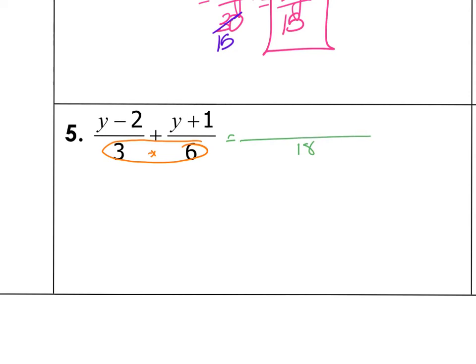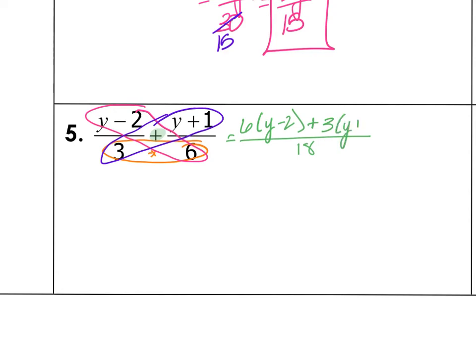Okay? And then I'm going to multiply these together. Always start with the upper left. And so I get 6 times y minus 2. And then this is an addition problem. So I'm going to say plus. And then I've got this times this. So plus 3 times y plus 1.